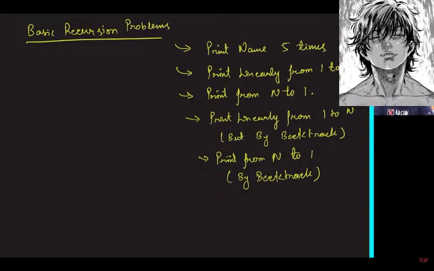The first one is print name 5 times. I'm assuming you can do that. Then print linearly from 1 to n using recursion, and print linearly from n to 1. Then print linearly from 1 to n, but using backtracking. Over here, I'll teach you how to do things using backtracking, and print from n to 1 again using backtracking. I'm assuming you can do the first 3, but I still recommend you watch the entire video, because the concepts get clearer the more you watch.